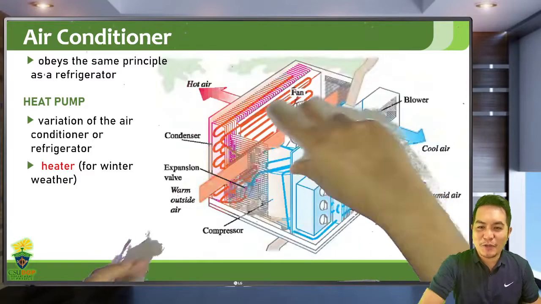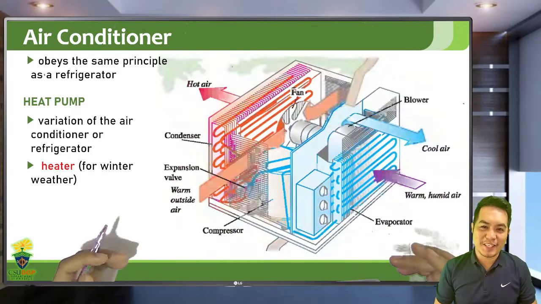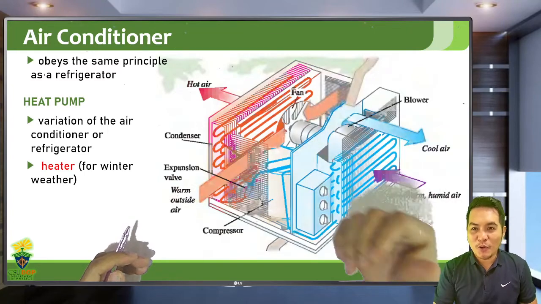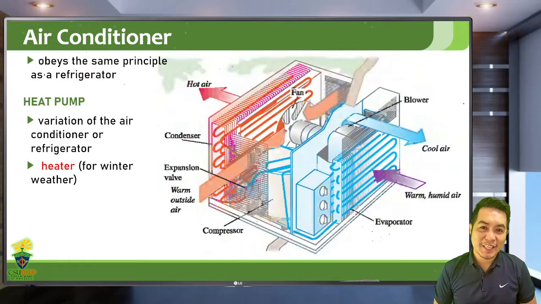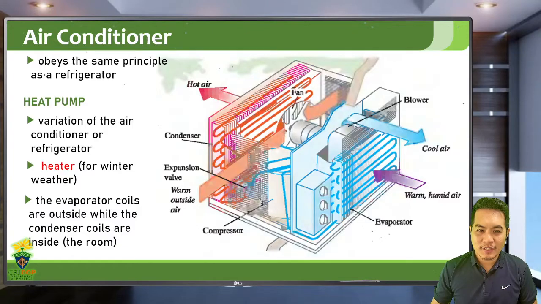So basically you reverse your air conditioner so that hot air will now blow inside the room, because during winter seasons the outside air is very cold or has a very low temperature. So in a heat pump, it absorbs heat from outside of the house and it releases that heat inside the house to warm your house during winter seasons. So in a heat pump, the evaporator coils are outside while the condenser coils are inside the room.